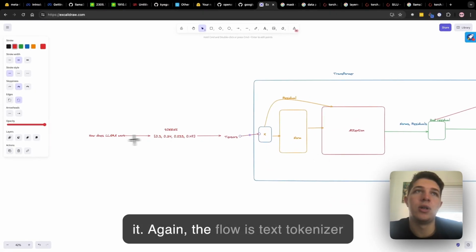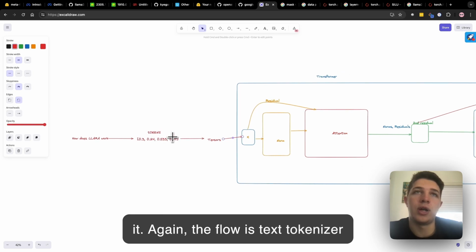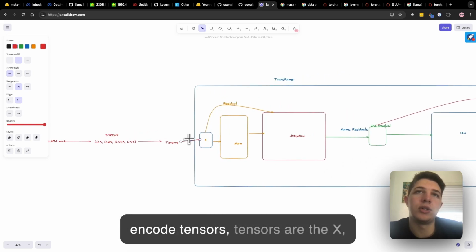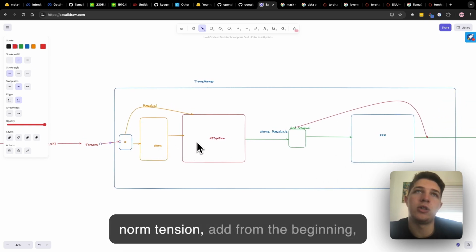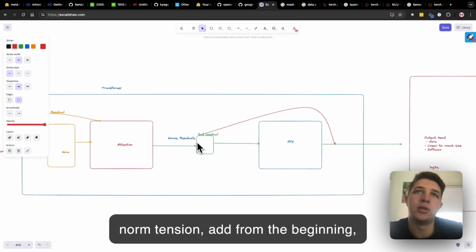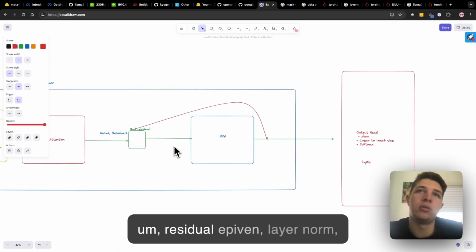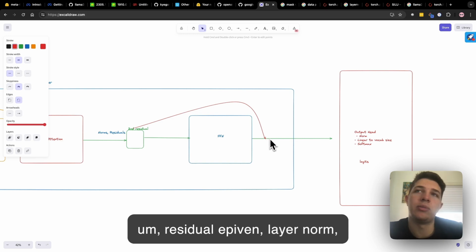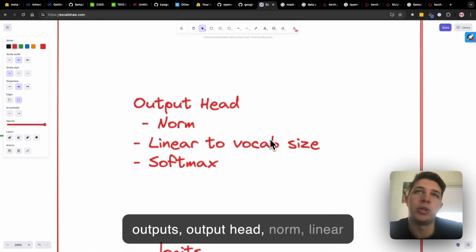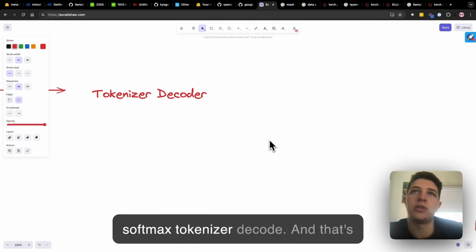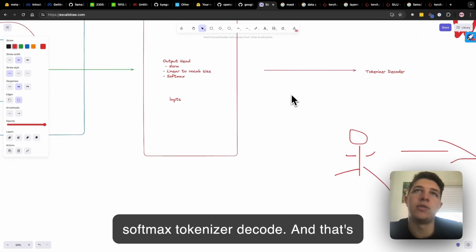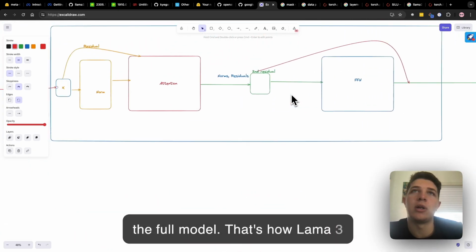Again, the flow is text, tokenizer encode, tensors. Tensors are the X, norm, attention, add from the beginning, residual, FFN, layer norm, output head, norm, linear, softmax, tokenizer decode. And that's the full model. That's how Llama 3 works.